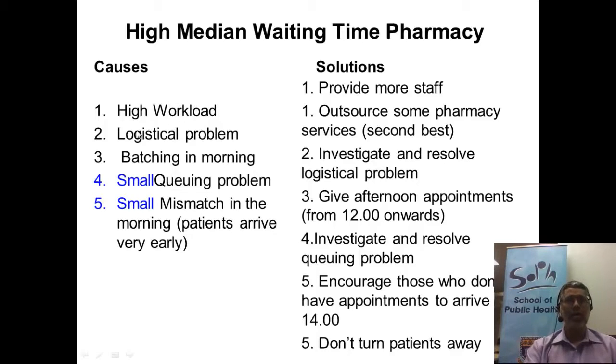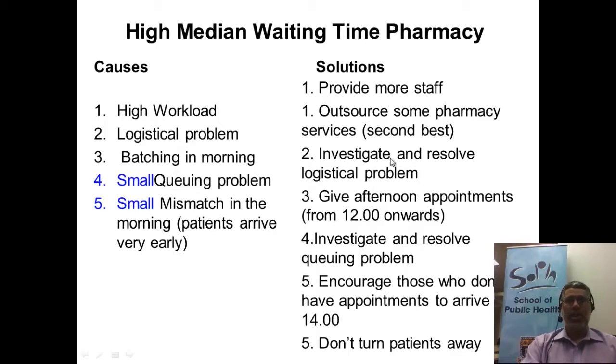So a high workload being the major cause of the high waiting time here, with the others contributing, pushing the waiting time even higher than would be if it was just the high workload. So clearly, the solution to the high workload is to provide more staff. If that's not possible for whatever reason, then the second best option is to remove some of the patients, and this could be done by outsourcing the services in various ways. This would of course be second best. It would be better to increase the staff so they can manage the workload.